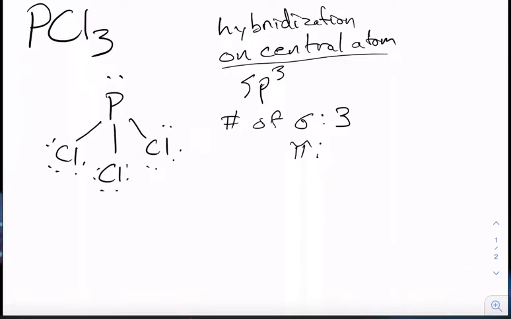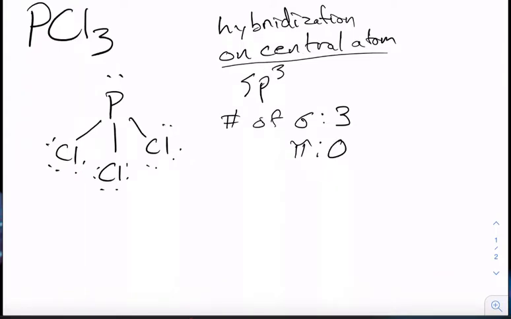Like if we have a double bond, that double bond would contain 1 sigma, which is the first bond between the atoms, and 1 pi bond, which would be then any additional ones. So like a double bond would be 1 sigma, 1 pi, a triple bond would be 1 sigma and 2 pi bonds within it. But again, in this case, no multiple bonds, so there are no pi bonds that are going to be present. So we have 3 sigma bonds, 0 pi bonds for this molecule.